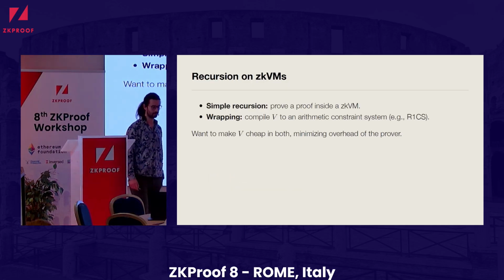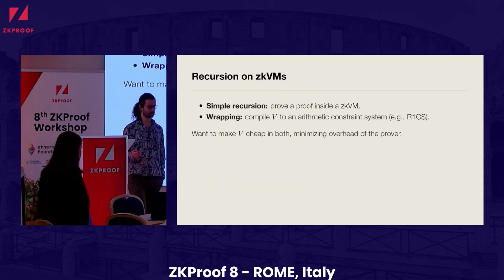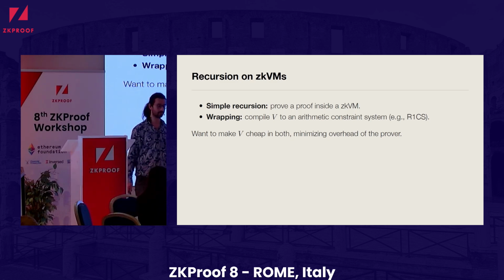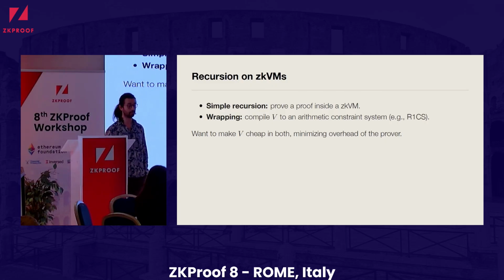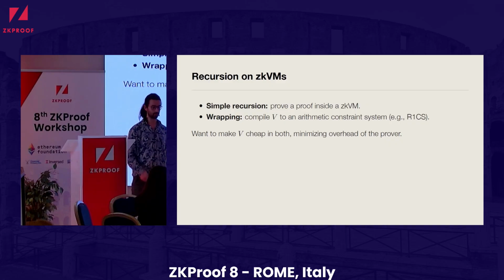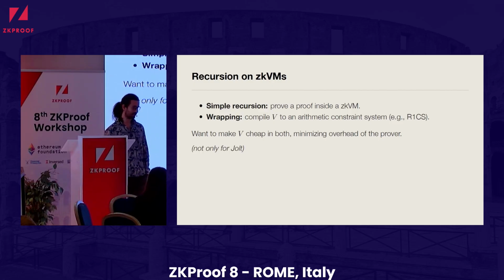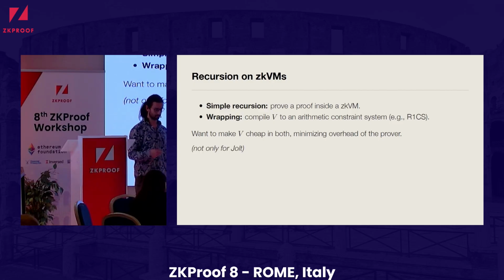Yes, thank you. So we have two different ways of achieving recursion on zkVMs. One is a simple recursion where we prove the proof that we get from a zkVM inside a zkVM. And the other one is wrapping. We compile the verifier of our proof into some arithmetic constraint systems like R1CS. And we want to make the verifier cheap in both cases, while minimizing the overhead of the prover. And as I said, this applies not only to Jolt.